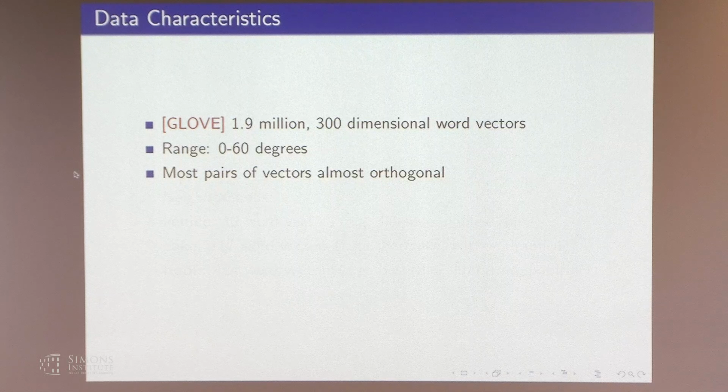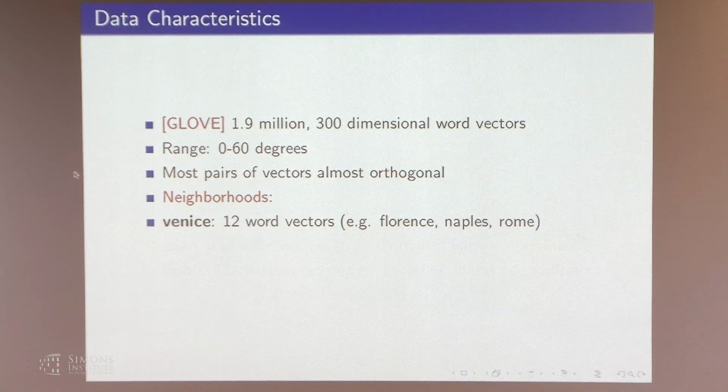Just to set the context, one particular data set that we were interested in is the GloVe data set. It consists of about 2,300,000 300-dimensional word vectors. I said the range of interest is 0 to 60 degrees. Now in this data set, most vectors are orthogonal. As you might expect, if you just pick random vectors which are 300 dimensional, you would expect most pairs of vectors to be orthogonal. In the 0 to 60 degree range, you do get interesting related things. For example, if you try Venice, you'll get things like Florence and Naples and Rome. There are only 12 other word vectors which are in the 0 to 60 degree range.